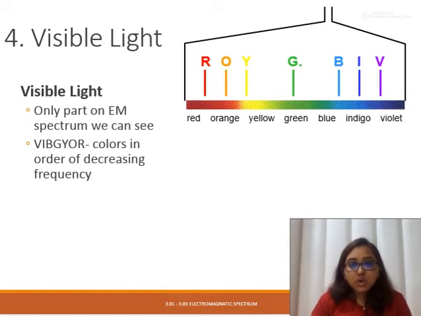When we say VIBGYOR, moving from V, that is violet, to red, the colors are in order of decreasing frequency and increasing wavelength. Hence we can say that violet radiation has higher frequency than indigo or blue radiations.